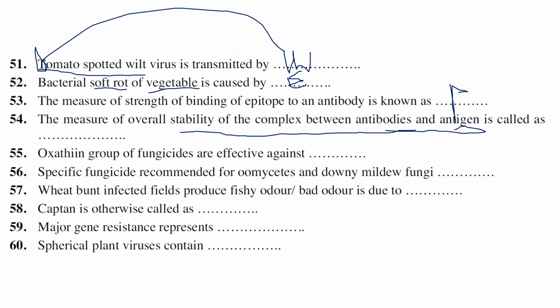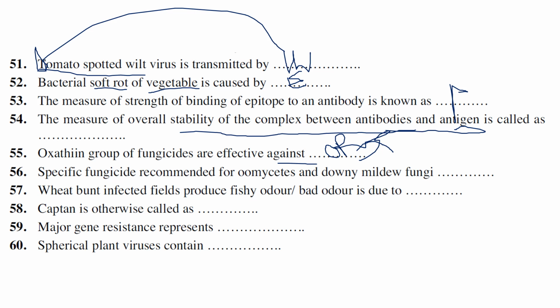Oxathiin group of fungicides are effective against, just now we told you the world's first discovered systemic fungicides are the oxathiin group of fungicides only, carboxin and oxycarboxin, which were discovered by Von Schmeling and Marshall Kulka, right? They're asking what the fungicides are effective against. I told you that oxycarboxin is effective against rust, carboxin is effective against smut, so rust and smut diseases.